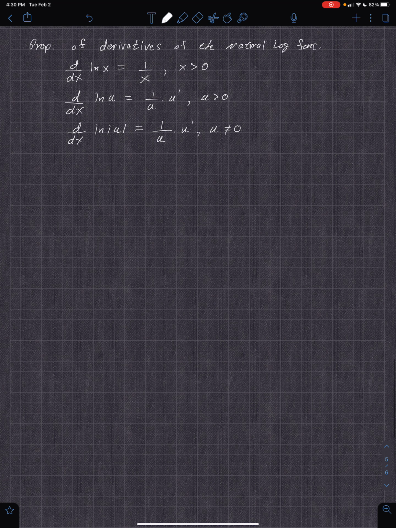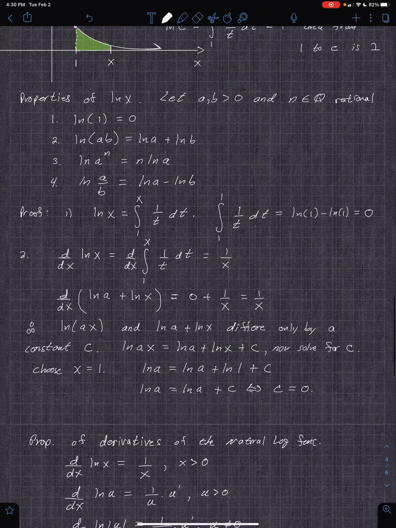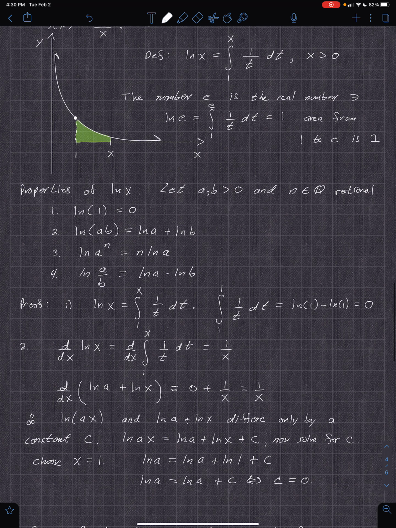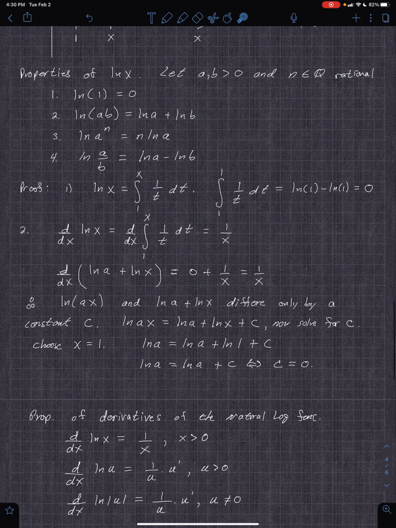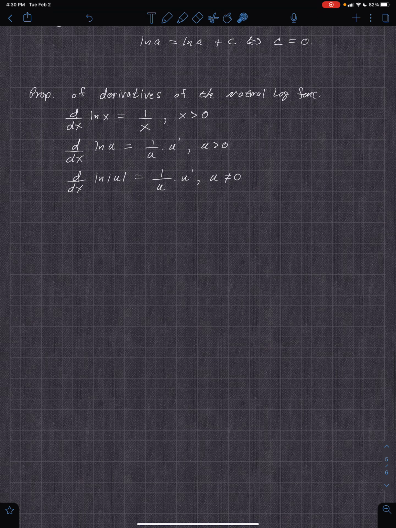And that's all coming right from the definition. So when you do the derivative of this, that's the form you're getting, because you do this derivative and you're using the fundamental theorem of calculus to simplify and get just 1 over x. Okay, let's look at some examples.